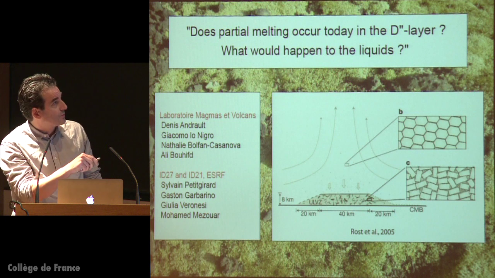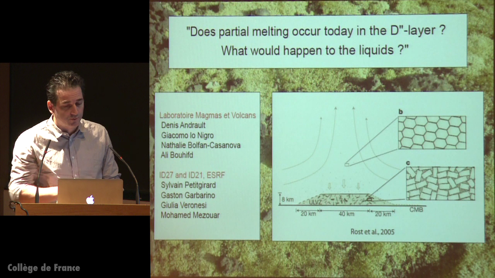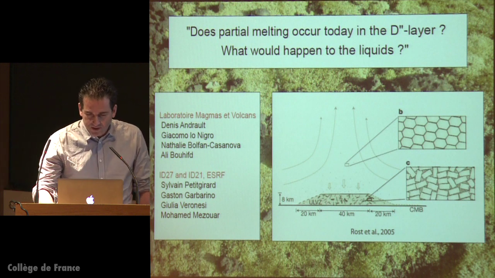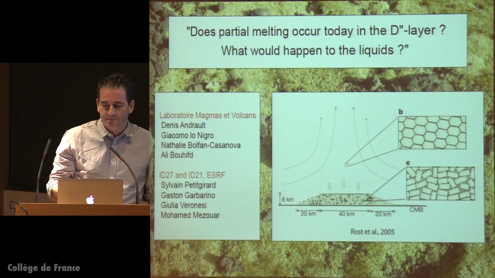This work is a collaboration between our two labs, and we should say that without the European synchrotron, we couldn't do that kind of thing. So there are two questions first to know if there is partial melting. One is the temperature gradient.